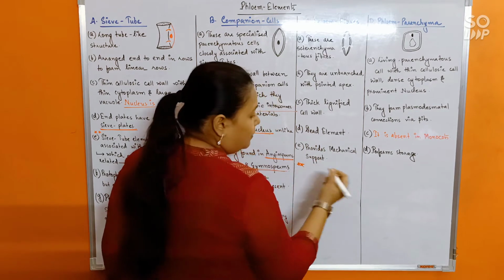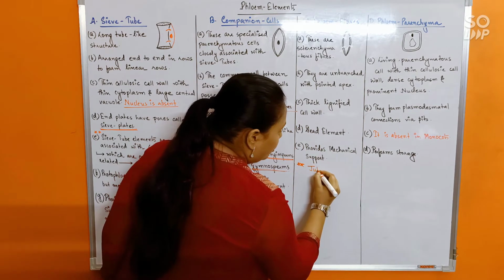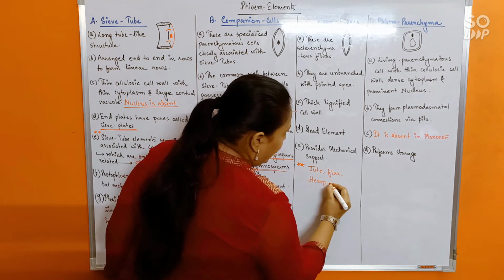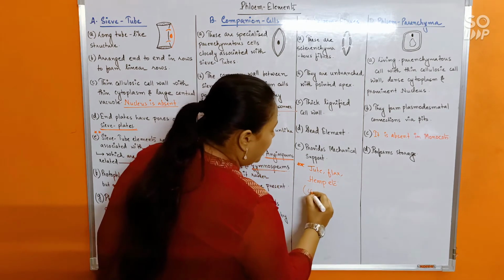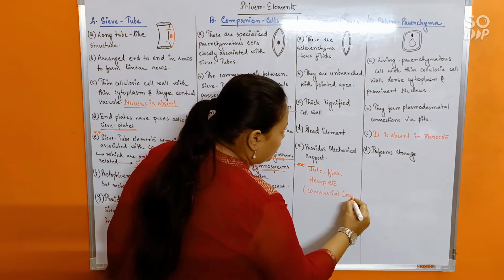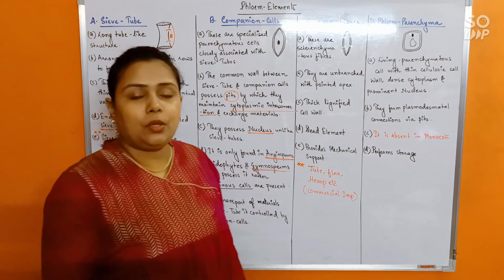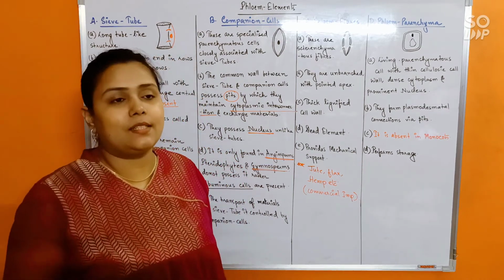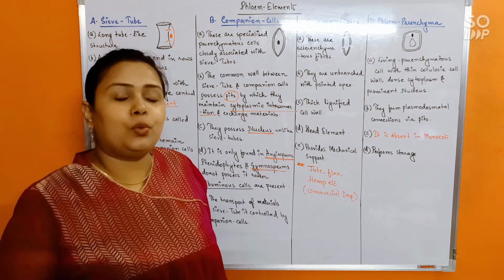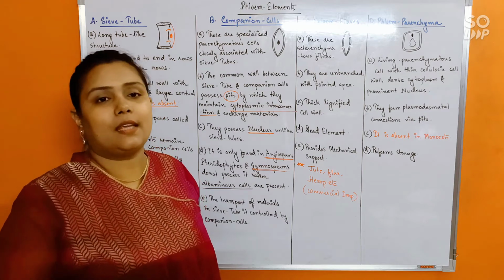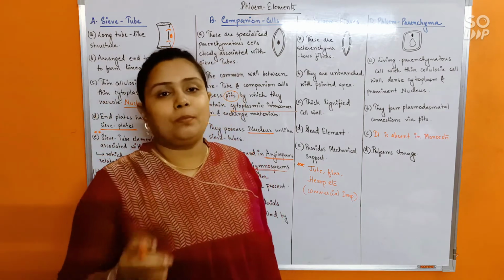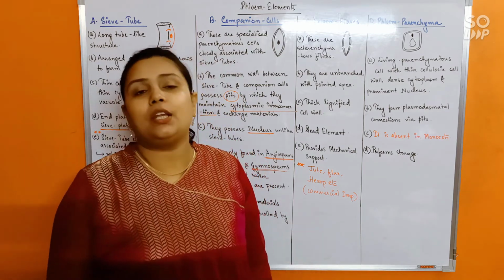phloem fibers of certain plants like jute, flax, hemp, etc. are of commercial importance. Like in the jute plant, we use so many different substances made up of jute, isn't it? So which part is actually being used for making all these textiles and substances? That is the phloem fiber. The phloem fiber of jute plant or flax or hemp, they are of commercial importance.